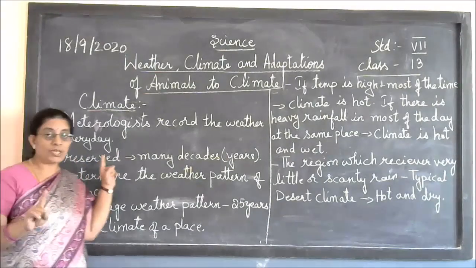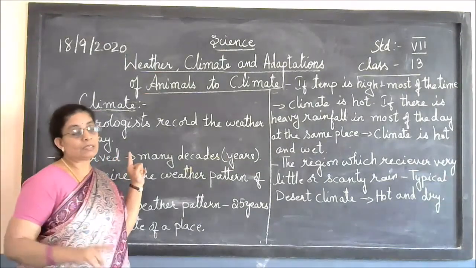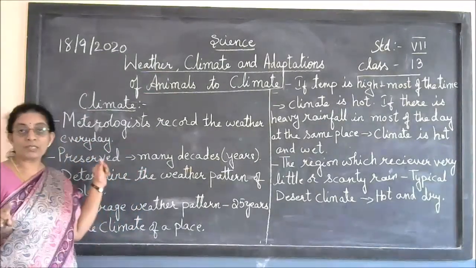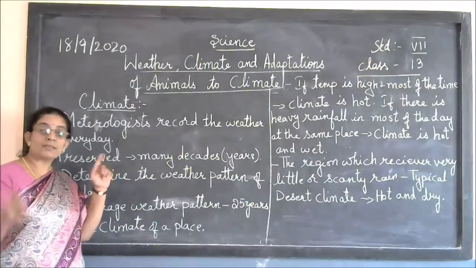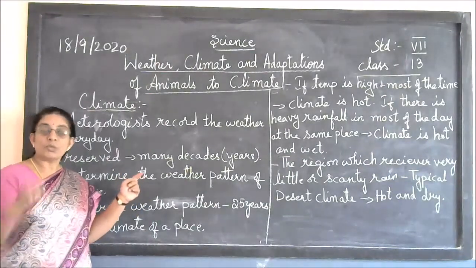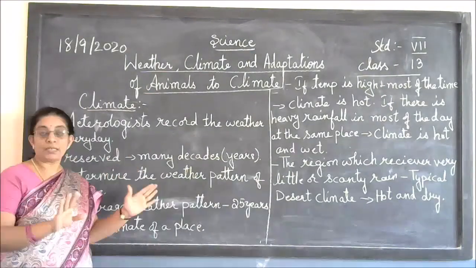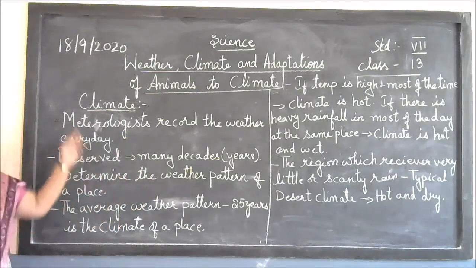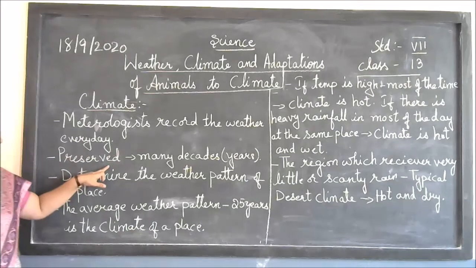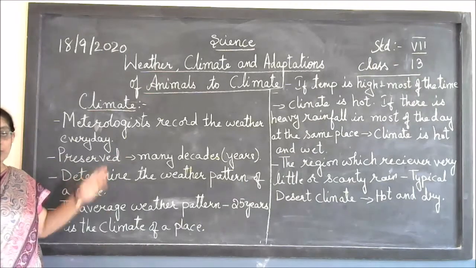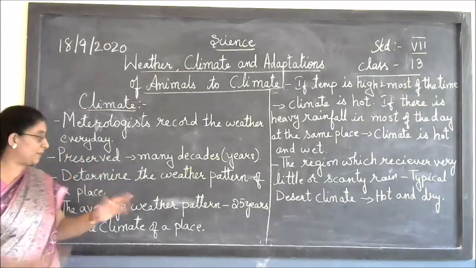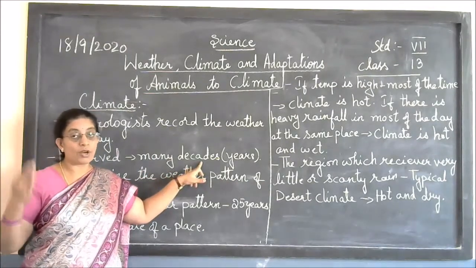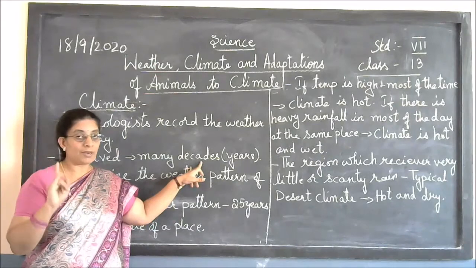The temperature changes, the maximum temperature changes, the minimum temperature changes, then the rainfall changes, the speed of the wind changes, the direction of the wind changes. So all these they find out every day, and after they find out, it is preserved. Preserved means it is being kept safely for many decades. Decades means many years. 10 years make one decade.